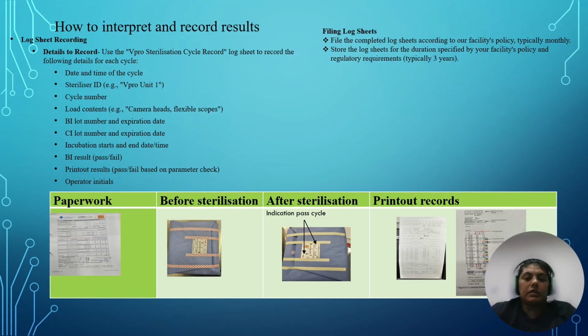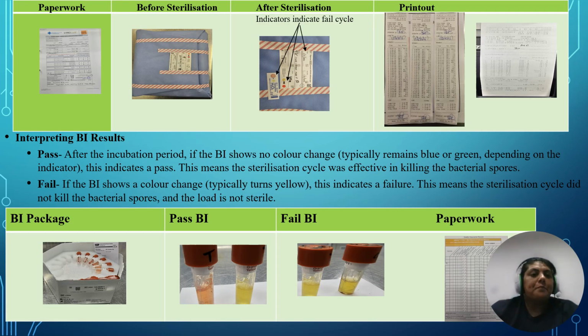Here are examples that show before and after the sterilization, and the paperwork and the printout of the machines. The cycle has passed. And here's an example of before and after sterilization, but the cycle has failed, and it is also recorded in the paperwork and the printout.